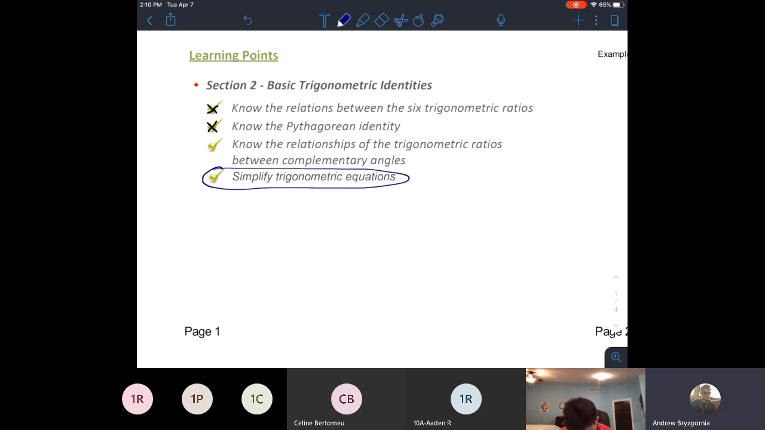And then tomorrow what we'll do is we will finish section 2. And then Thursday we're going to get into the really big thing of trigonometry, which is when we start solving for missing sides and then missing angles in triangles.